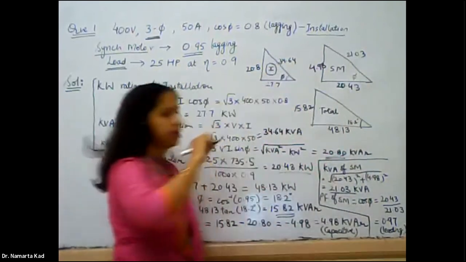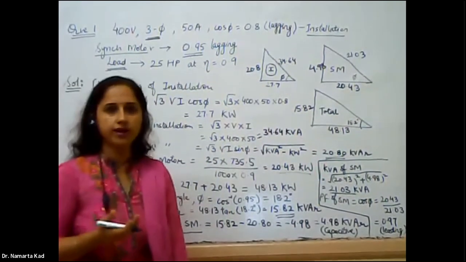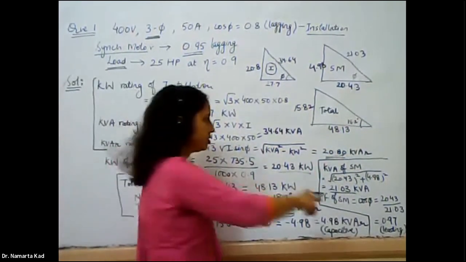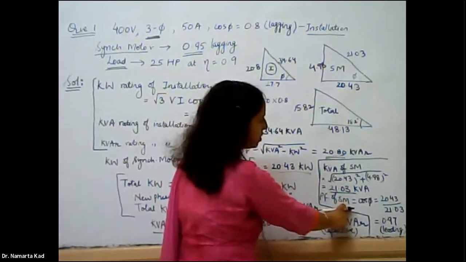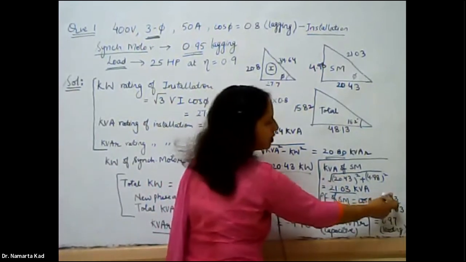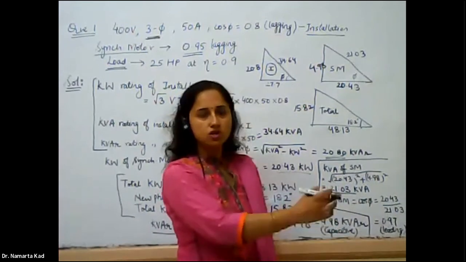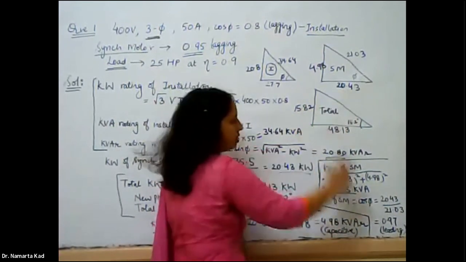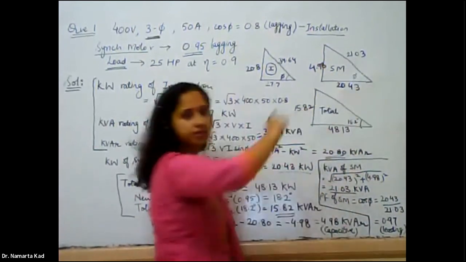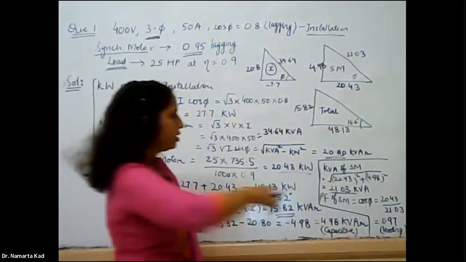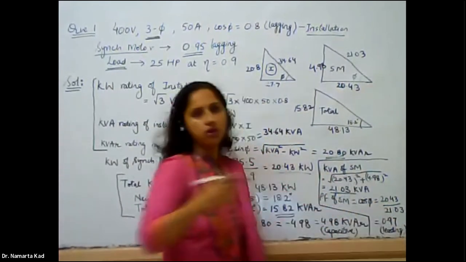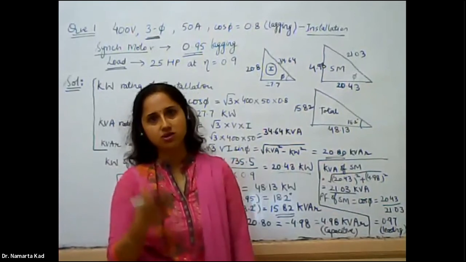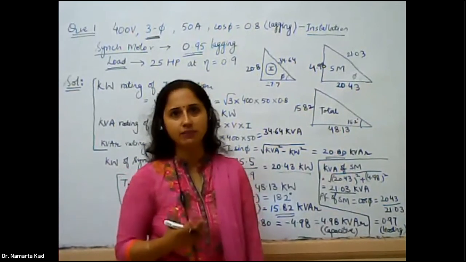Okay, and power factor, we know that it is the base upon hypotenuse. So I'm directly applying power factor for the synchronous motor, cos phi, that is base upon hypotenuse. So base is 20.43, hypotenuse is 21.03. Just divide them and you get 0.97 of leading nature, because the synchronous motor always gives you the leading power factor.